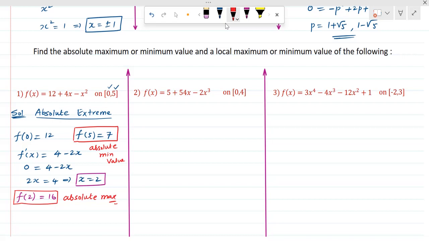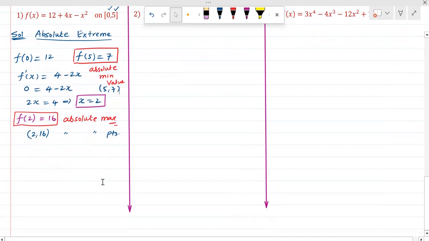So this is how you calculate the absolute maximum and minimum. If the question is asking for the point, write the point. So what are the points here? So 2 comma 16 is the absolute maximum point. And here the point will be 5 comma 7. So if the points are asked, write this one. If the values are asked, take this one. So this is very simple if you use the calculator. Now I have to go to the local maximum and minimum. What is the local maximum and minimum?